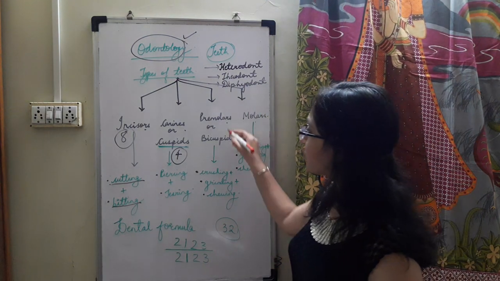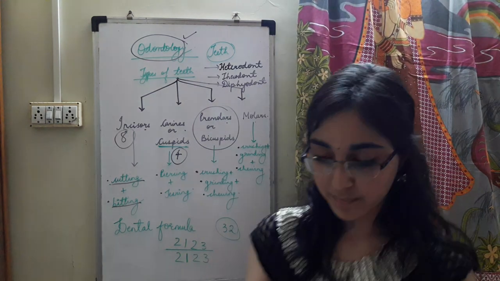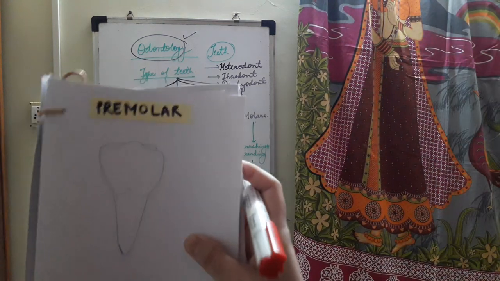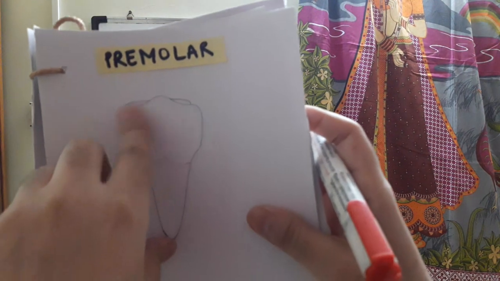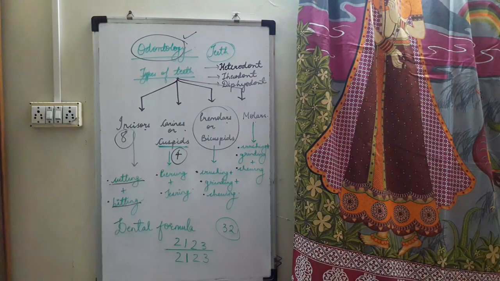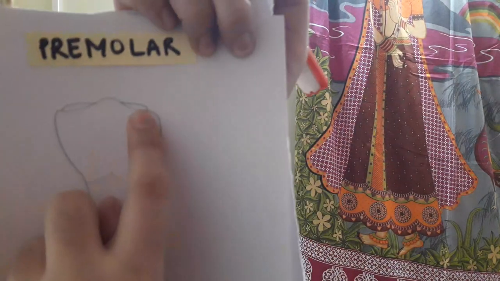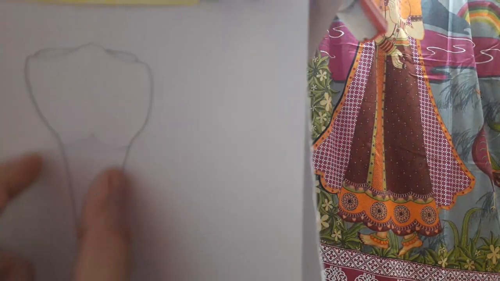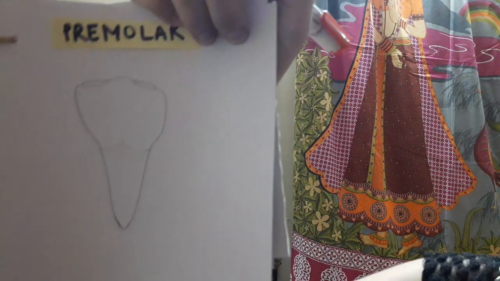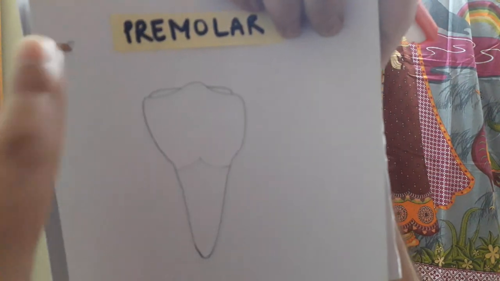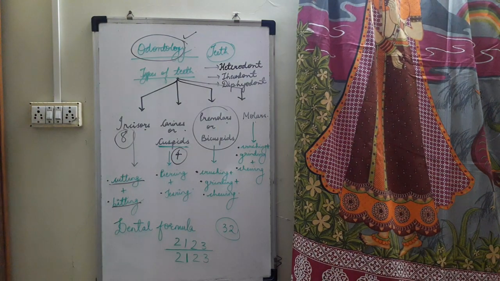Next, we have premolars or bicuspid. This is the image of a premolar. I will explain why it is a bicuspid: because of the points. There are two points here, one point here and one point here, with a single root. I told you this is the crown and the root. A single root is present, so we say single rooted with two points. So I have written bicuspid.